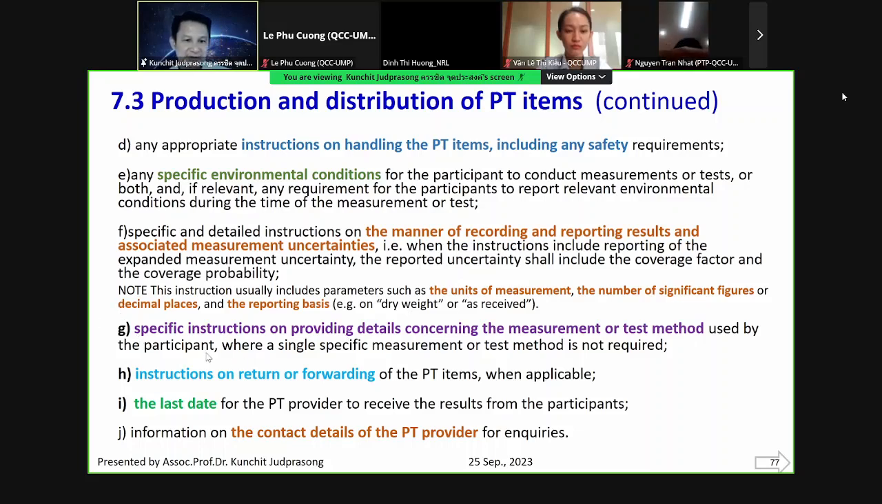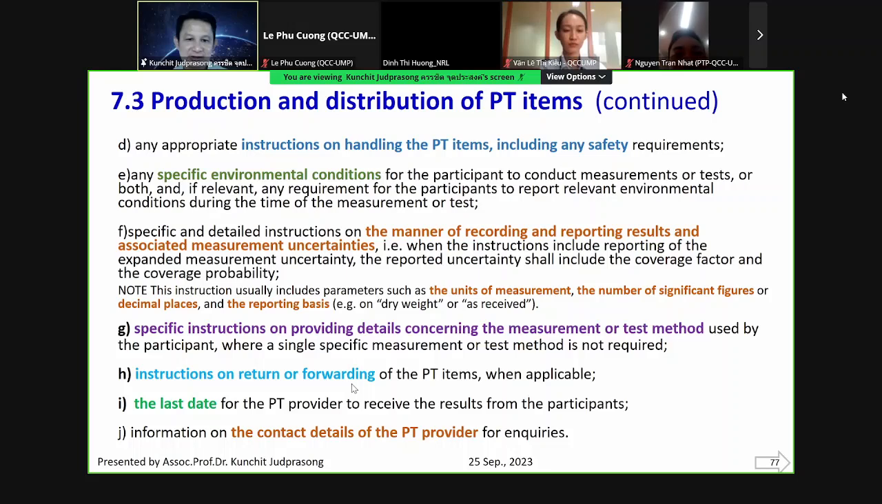The specific instruction on providing detail concerning the measurement or the test method. So this is another one that we talked about in the morning, about the method, that finally in the assigned value we will see whether this is something that we need to classify in different groups or not. If you have data, this is okay, it's good for the future.